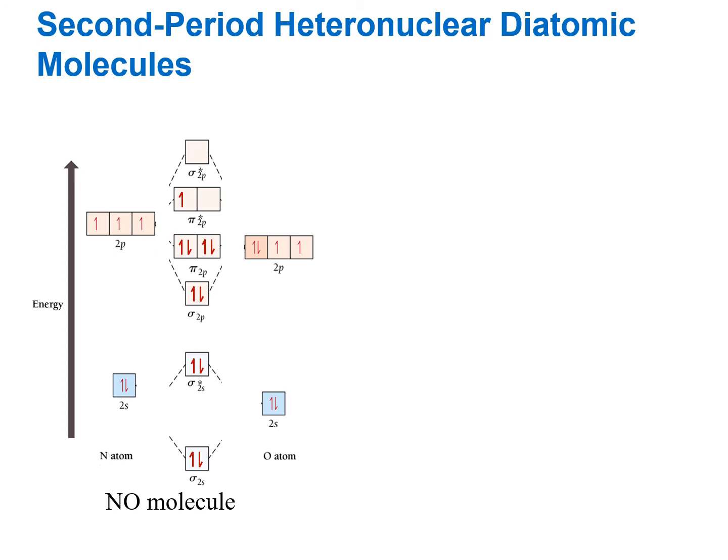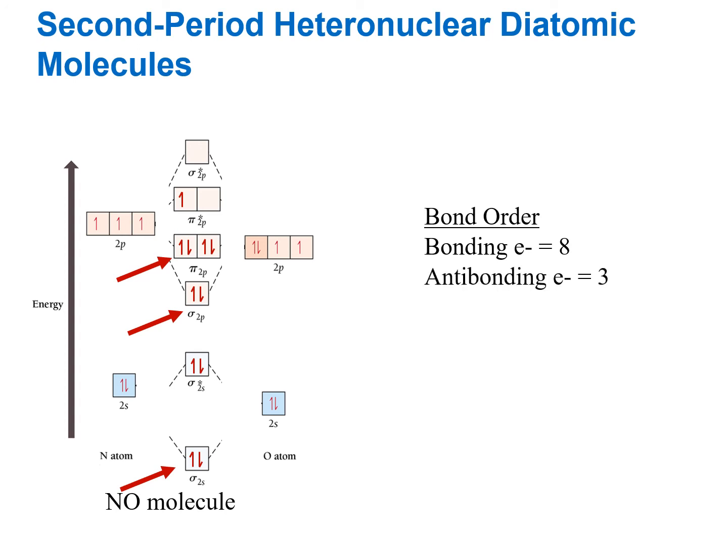Now, what is the bond order for this molecule? Well, we can figure that out. The first thing we need to do is identify our bonding and our anti-bonding electrons. So we have 3 bonding orbitals that have something in them, and we have 2, 4, 6, 8 electrons in bonding orbitals, or we have 8 bonding electrons. And how many anti-bonding electrons do we have? Well, we have 3. So if we drop these numbers into our equation, 8 minus 3 over 2 gives us 5 over 2, or 2.5. So that is the bond order for our nitrogen monoxide.